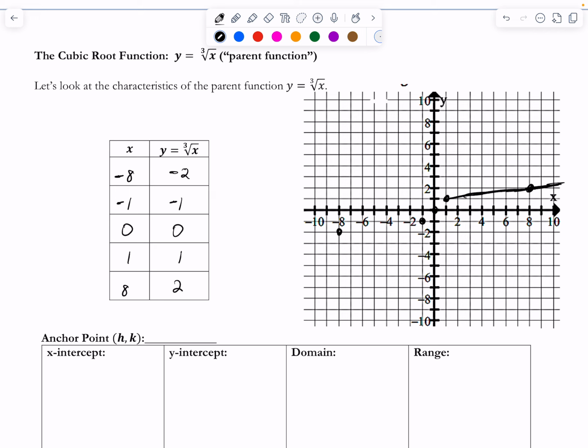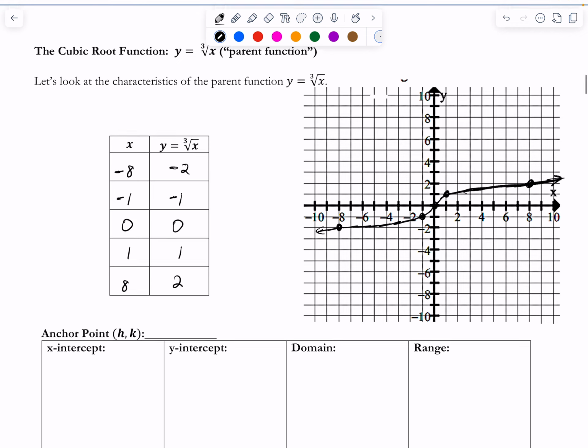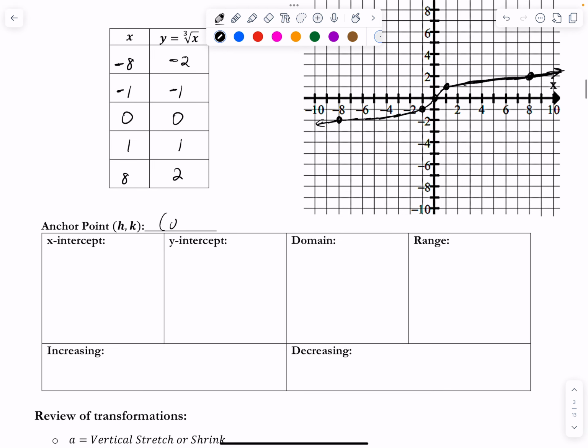So I'm going to make the cube root function here. All right. And then for my anchor point, it is 0, 0. The x-intercept is 0, 0. Same with the y-intercept. The domain is all real numbers, right? You can see we're going in all the left and right forever, and range also, all real numbers.